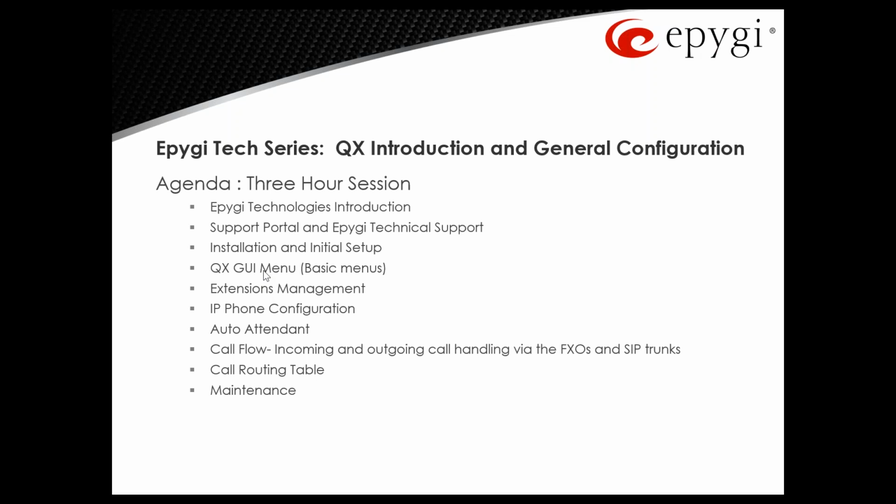Look at the installation and initial setup of the product, and I'll take you through most of the basic QX GUI menu items, which includes the extension management, the IP phone configuration, the auto attendant, the call flow for incoming and outgoing call handling via the FXO and SIP trunks, and we'll look at the call routing table and followed up with a little bit of maintenance items.